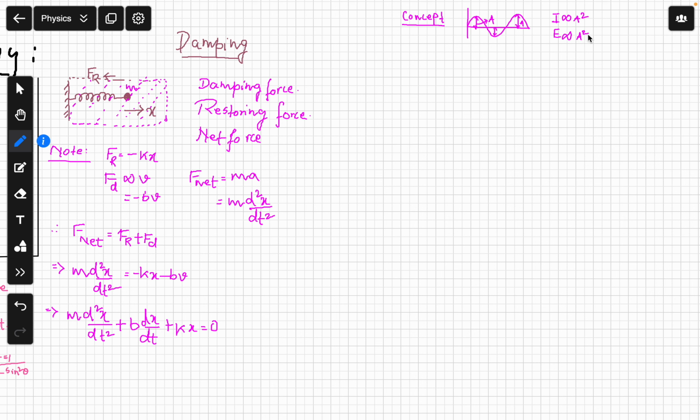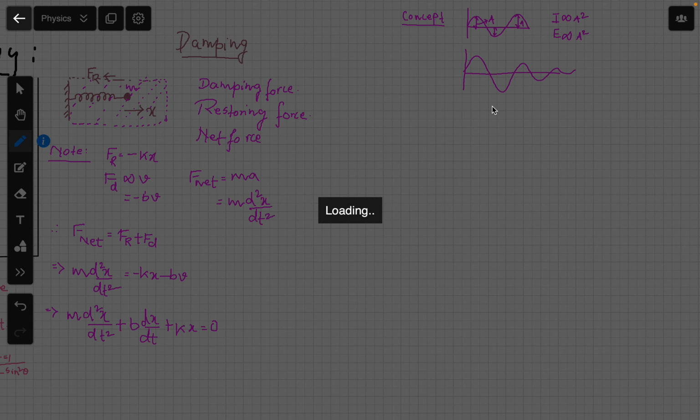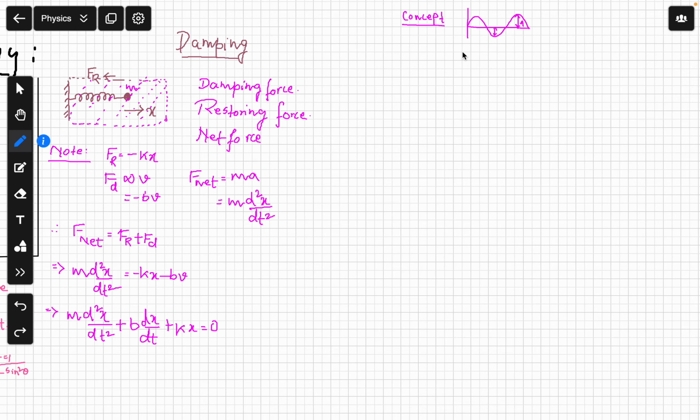But if something is traveling from one point to another, there will definitely be some kind of loss. So it's not that at every point you are going to have the same amplitude. Having the same amplitude at every point is practically difficult. So when we have the amplitude initially something like this, and as we keep going ahead, we'll see that this amplitude will keep on reducing. The amplitude keeps on reducing.